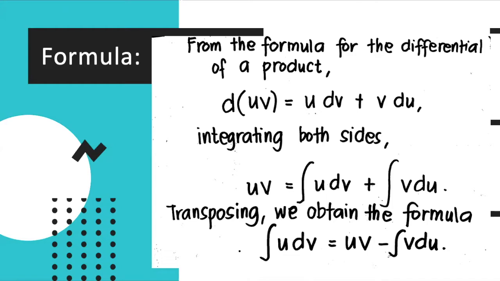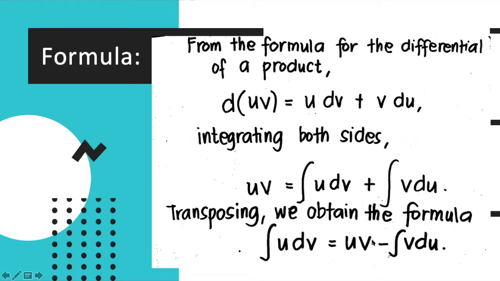So from the formula of the differential of a product, if you remember, the differential of u times v is equal to u dv plus v times du, right? So integrating both sides of this formula, we find u times v. So you have uv equal to the integral of u times dv plus the integral of v times du. So transposing one of the terms, the integral of v du, to the left side, we obtain this formula: the integral of u dv equals u times v minus the integral of v times du. We call this formula the integration by parts formula.